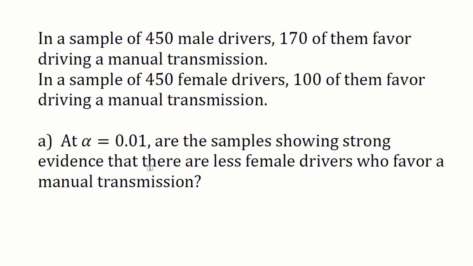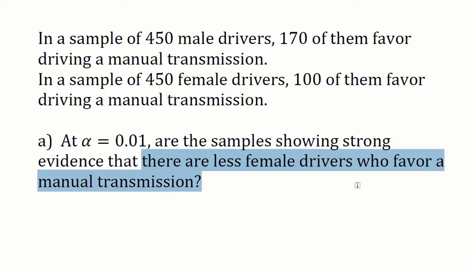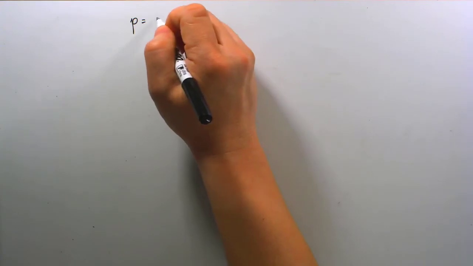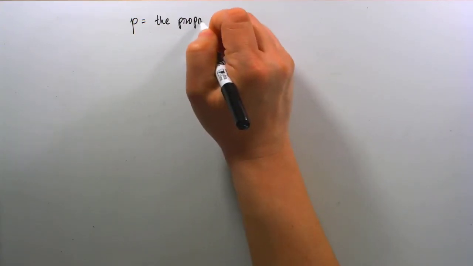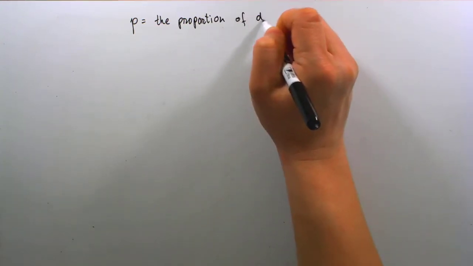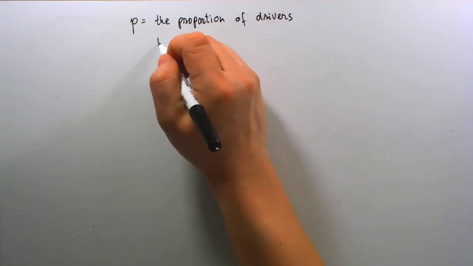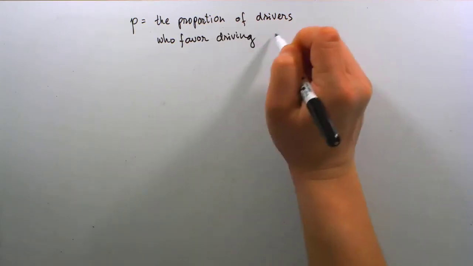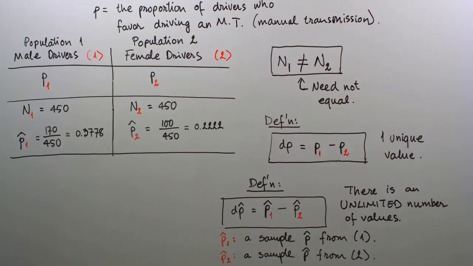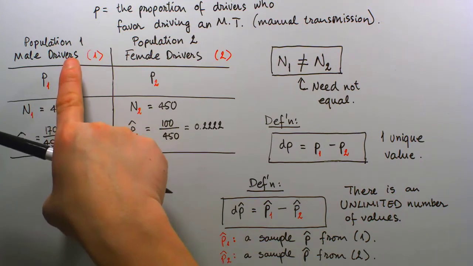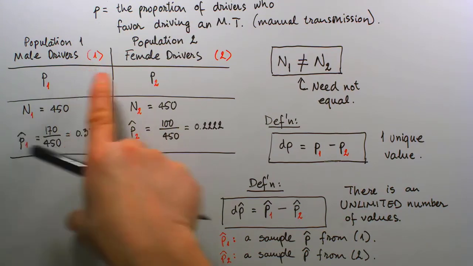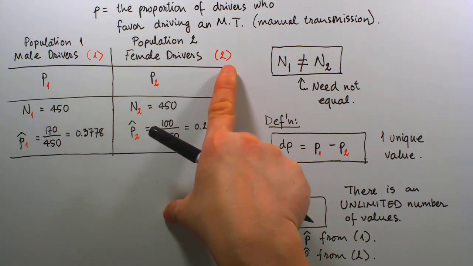So basically this question, there are less female drivers who favor a manual transmission, means that after we have defined our lowercase letter p to be the proportion of drivers in general who favor driving a manual transmission, and also that we have decided that the male drivers population is assigned the numerical label 1, and the female drivers population is assigned the numerical label 2.